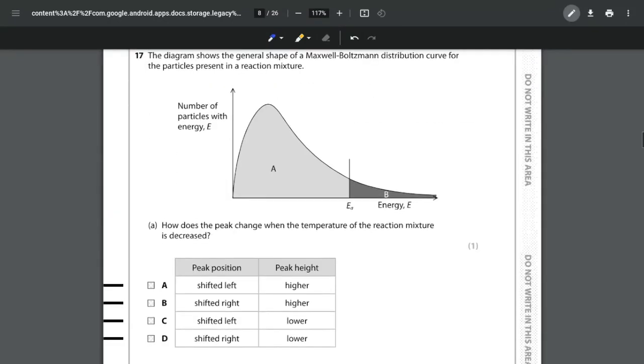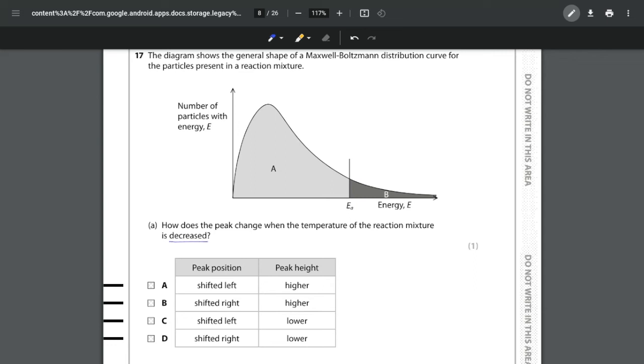Question 17 is now looking at the Maxwell-Boltzmann distribution. So this is into our kinetics and equilibrium topic. And we have a Maxwell-Boltzmann distribution curve here, and we've got 2 sections of it. We have A and B, and we have our activation energy labelled.